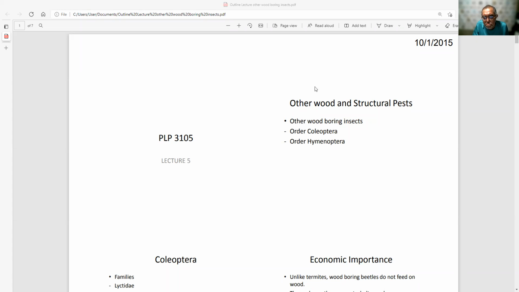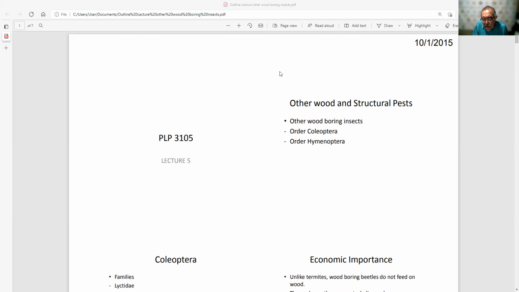in this lecture. Okay, now basically there are two major orders when we talk about wood destroying insects other than termites. Number one is Coleoptera, beetles and their allies, and then the other one is Hymenoptera. So that includes ants, bees, wasps, so on and so forth. So basically these are the two major groups, Coleoptera and Hymenoptera.